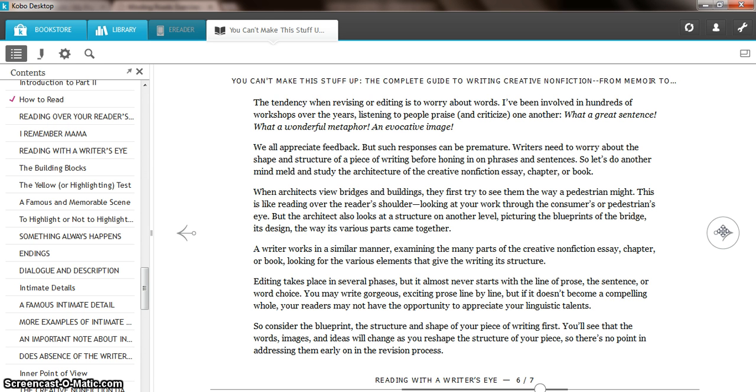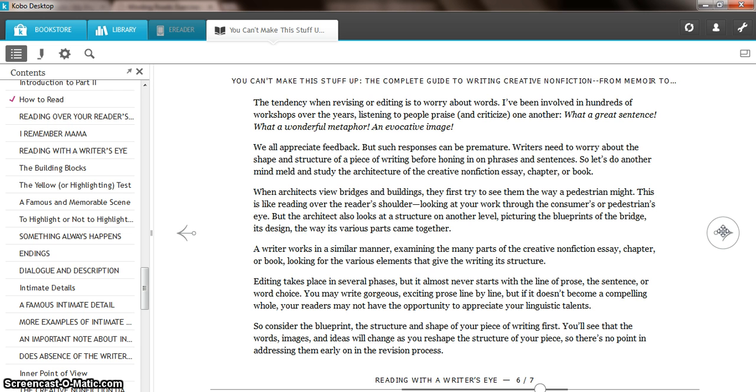Writers need to worry about the shape and structure of a piece of writing before honing in on phrases and sentences. So let's do another mind meld and study the architecture of the creative nonfiction essay chapter or book. When architects view bridges and buildings, they first try to see them the way a pedestrian might. This is like reading over the reader's shoulder, looking at your work through the consumer or pedestrian's eye. But the architect also looks at a structure on another level, picturing the blueprints of the bridge, its design, the way its various parts came together.